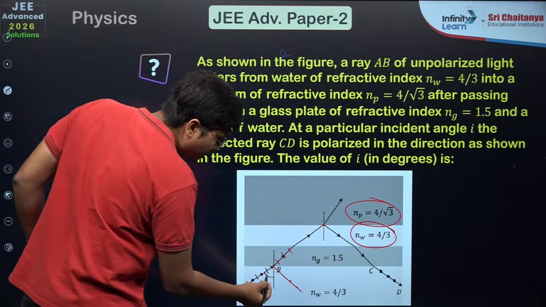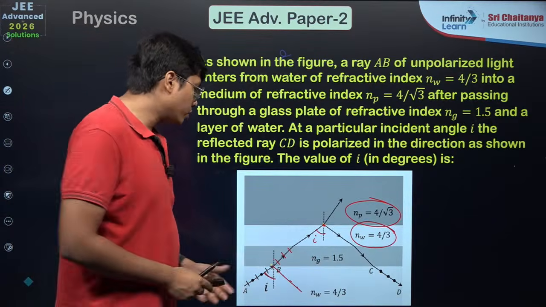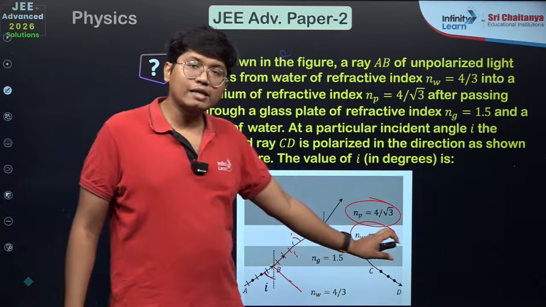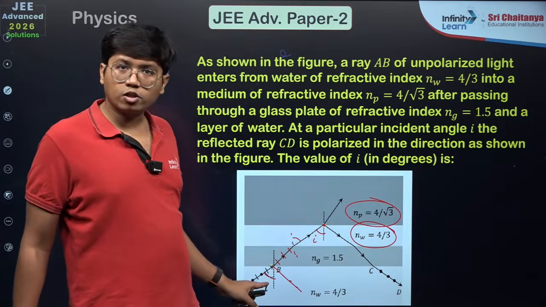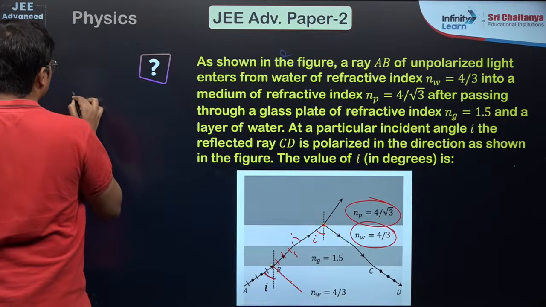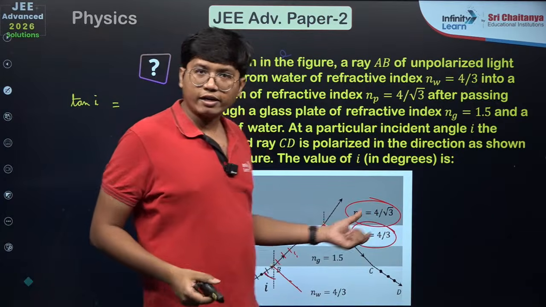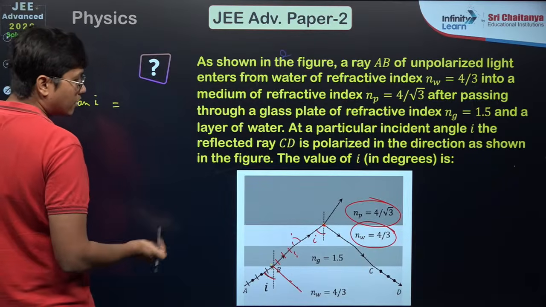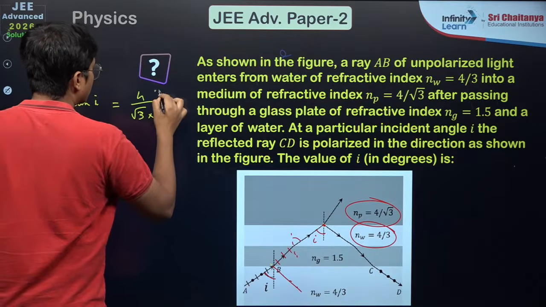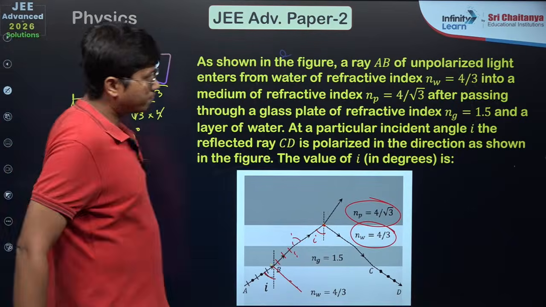Now I know whatever angle of incidence it enters here, it will have the same angle of incidence at this point. Because basically when it comes out, you can even think about it like angle of emergence is equal to angle of incidence. Think of it like a glass slab. So that is also I, this is also I. They're basically looking for that I. Tan of I, that's the Brewster's angle. Brewster's angle means just the ratio of the refractive indices, so tan of the Brewster's angle is 4 by root 3 divided by 4 by 3. 4 cancels, you have a root 3. So your I is 60 degree.